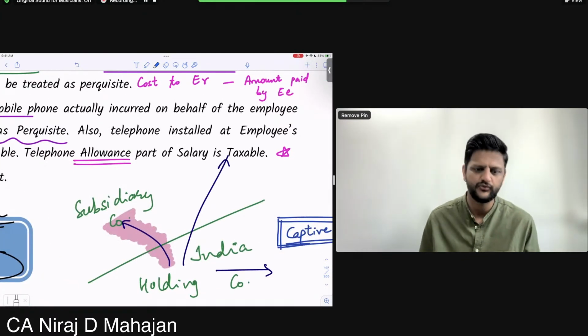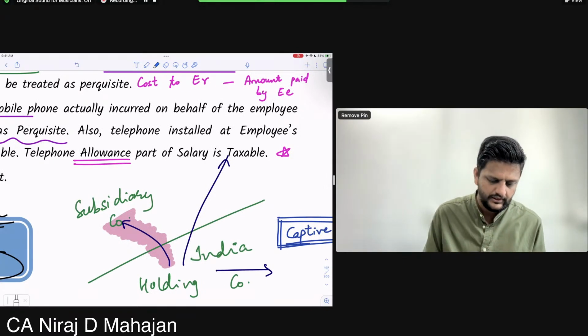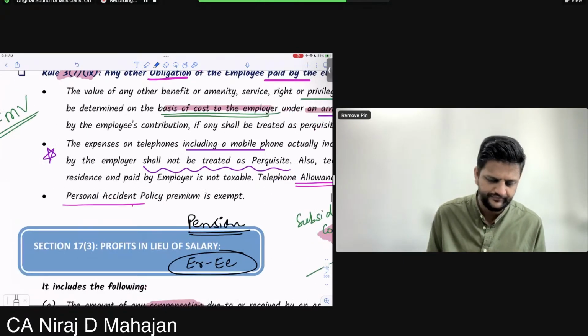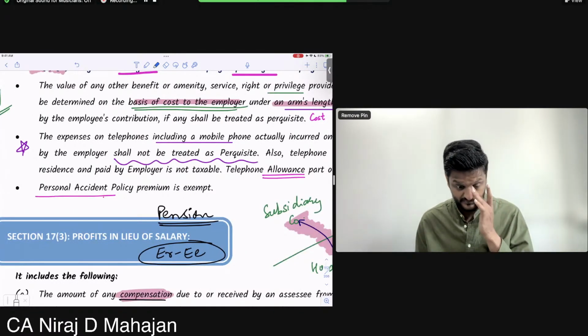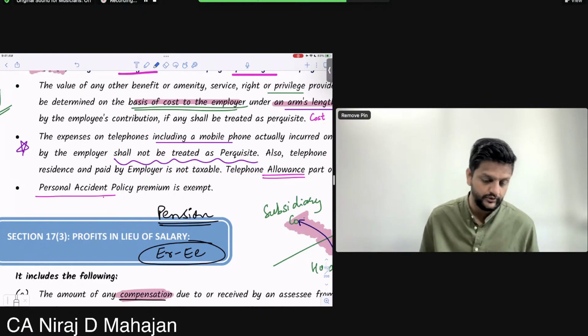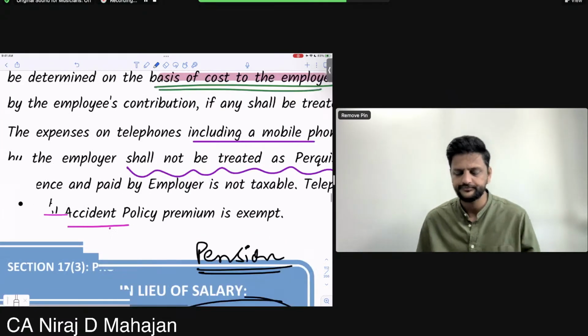Star mark is of no use to you. Telephone allowance is taxable. Star mark is of no use to you, okay? I'll give you 2 stars later next time, so you'll pay more attention. So telephone, including mobile phone, even if it is at residence and paid by employer, is not taxable. Okay, everybody?